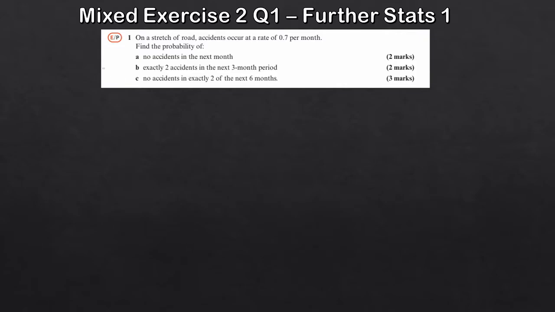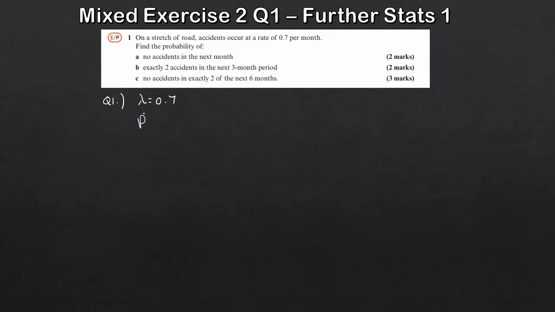We've got a mean here of 0.7 per month. So question 1, my lambda is 0.7. Now, part A just wants us to find the probability of no accidents in the next month. Now, you've always got to check whether you've got to adjust your lambda. Because we're just talking about the next month, so a per month period, we don't have to change anything. But if you look at part B here, for example, we're going to have to adjust it.